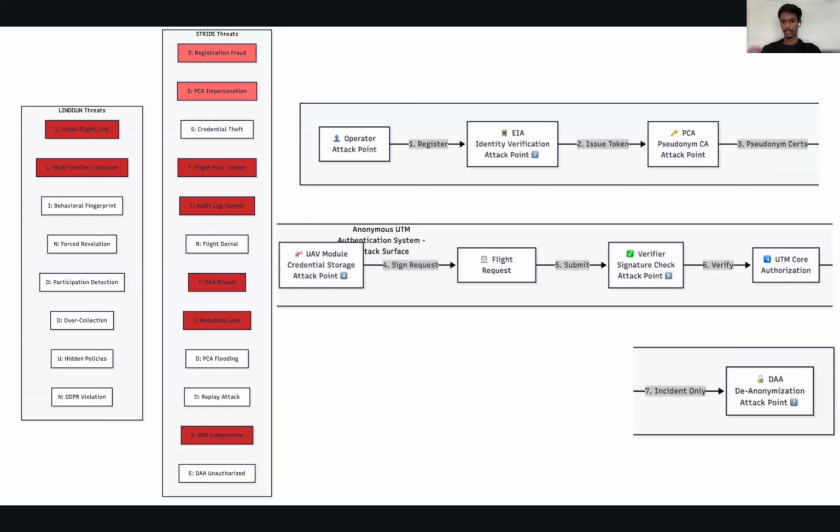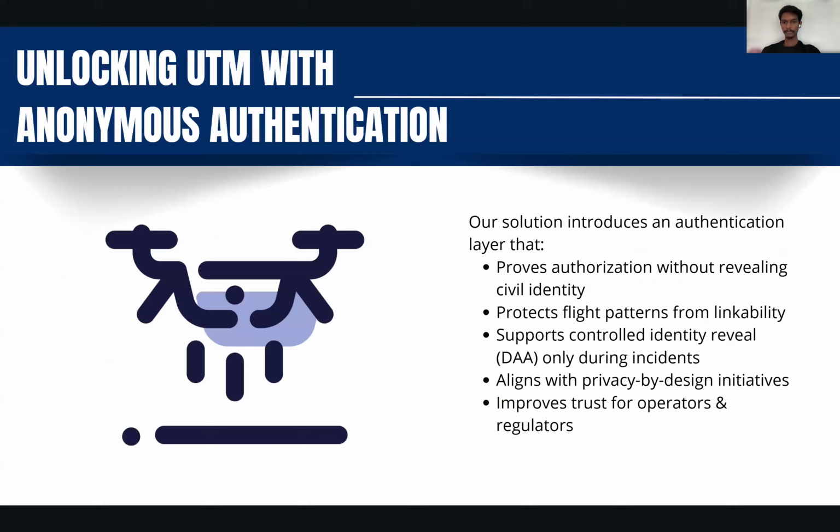The UAV module has a critical attack surface because it stores pseudonym keys. The verification is a hotspot for replay or tampering attacks. The DAA phase must be tightly controlled to prevent unauthorized identity exposure. This mapping ensures that every component risk is fully understood before defining mitigation. Next slide, please.